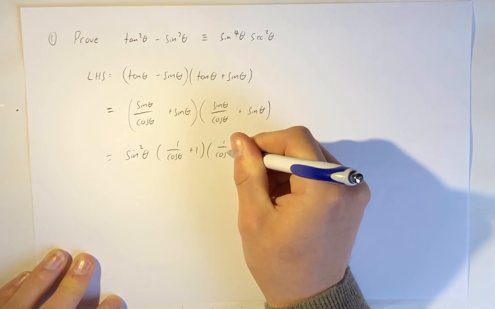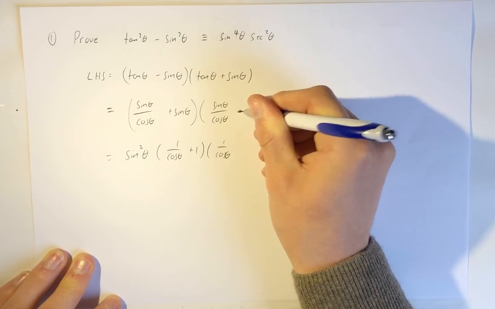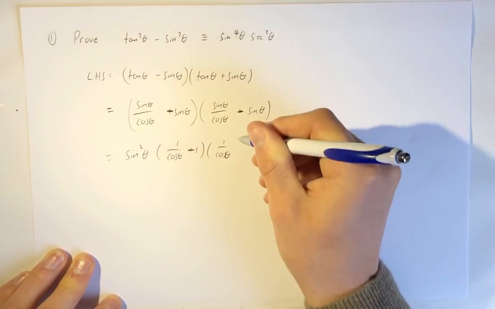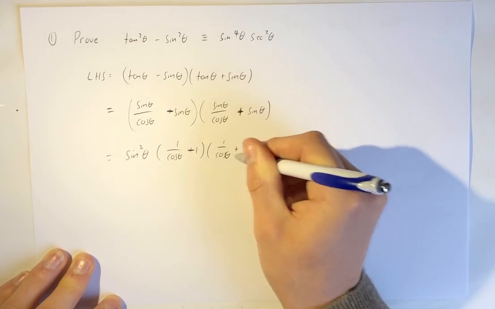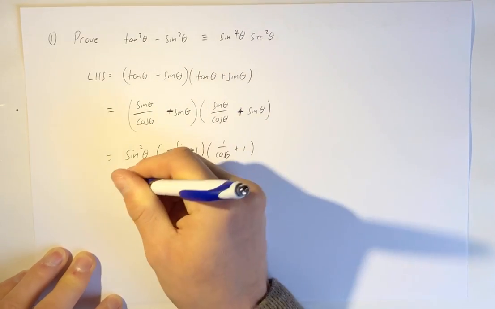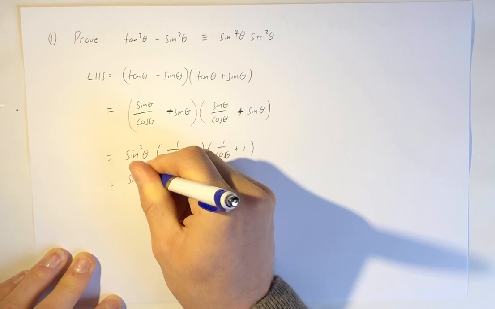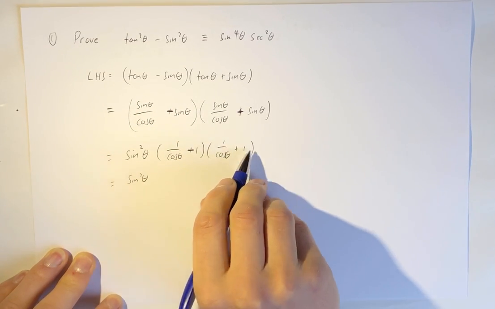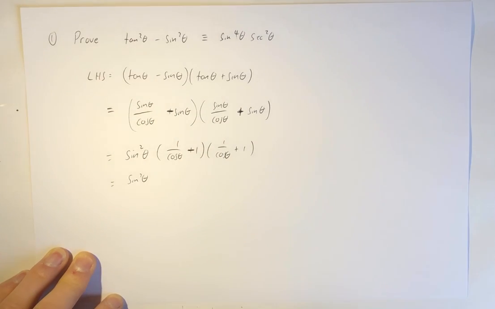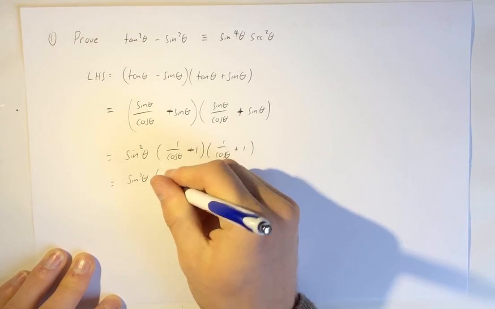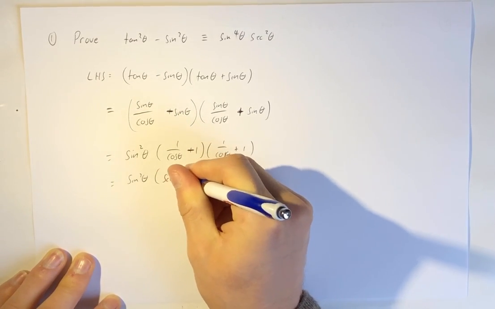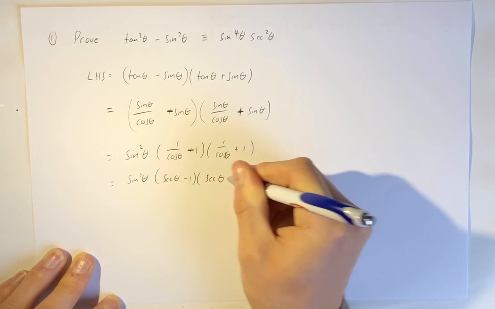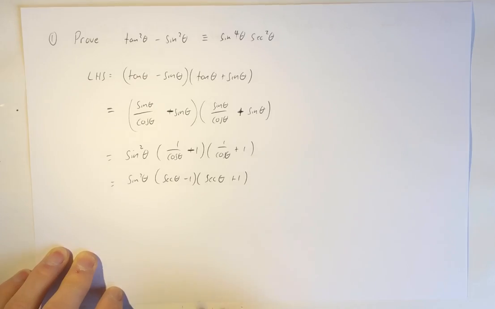1 over cosine theta. Oh, sorry, that was a minus, wasn't it? Minus, and this one was plus. Plus 1. So I have sine squared theta, 1 over cosine minus 1, times 1 over cosine plus 1. Difference of two squares has now been manipulated down to having this. So 1 over cosine is sec, so that's sec theta minus 1, sec theta plus 1. And I just went backwards.